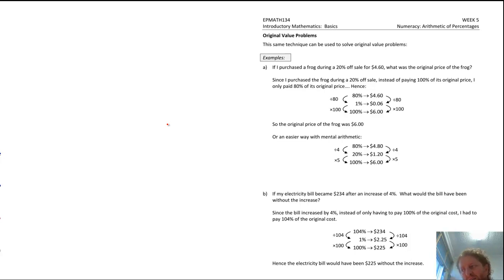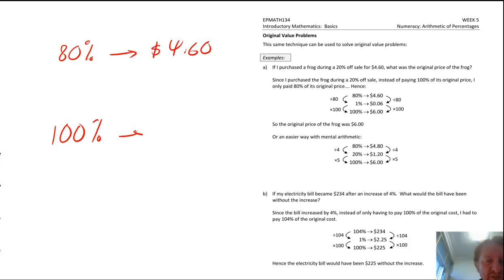So the way to think here is that I want to know the full price of the frog, pre-sale. What was its price tag? I want to find 100%. And I've got to think, well, if it's a 20% off sale, what percent of its cost did I pay? I only paid 80%. Instead of paying 100, I took 20% off. I only paid 80% of the cost. And 80% of the cost, that was $4.60. And I want to know what 100% of the cost used to be.